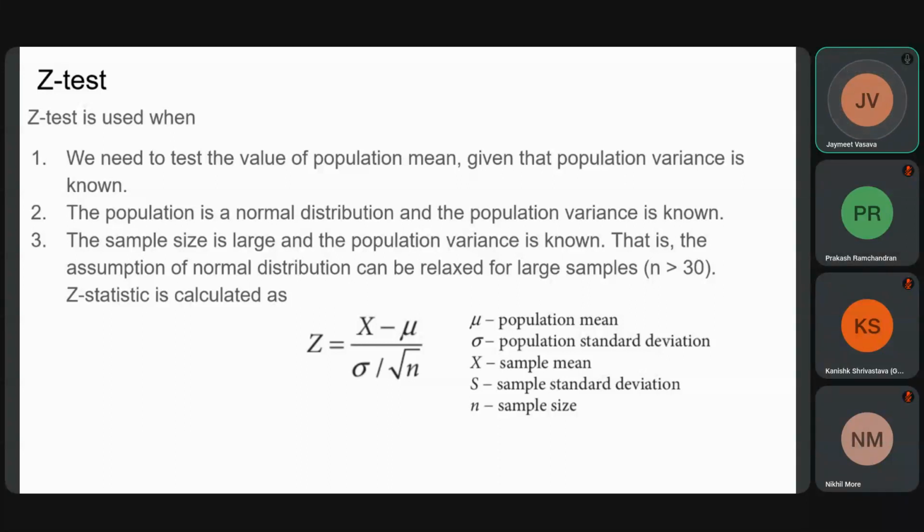The sample size is large and the population variance is known. That is, the assumption of a normal distribution can be relaxed for a large sample size of n, n being greater than 30. So for carrying out a z-test, it is good that we have a large sample size, or at least larger than 30.